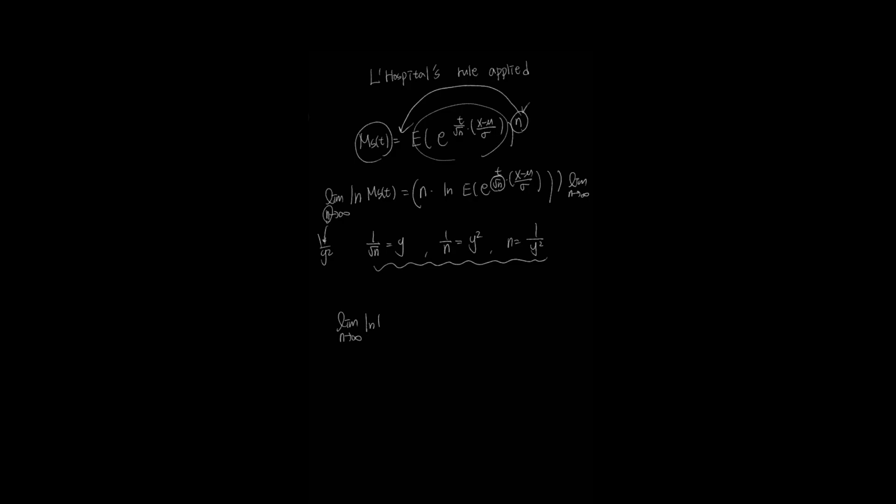So it's going to be something like this. The left side would be the same, and the right side is when n goes to infinity. When n goes to infinity, this value would go to 0, right? So y goes to 0, and we can write it something like this. Here, n would be 1 divided by y squared.